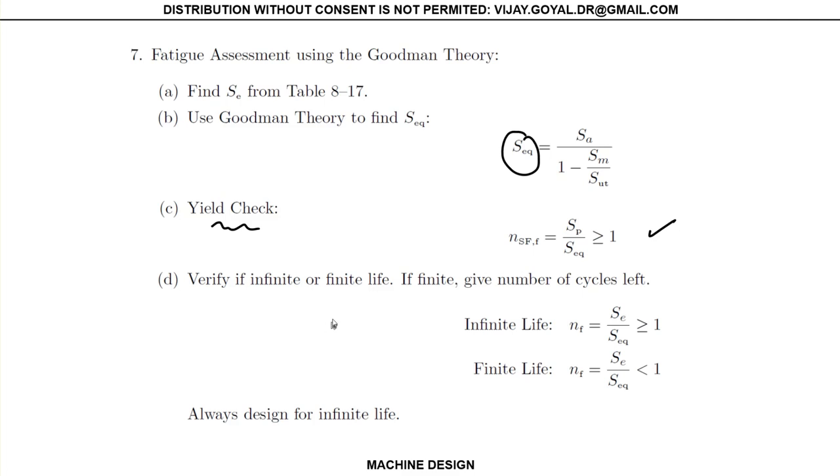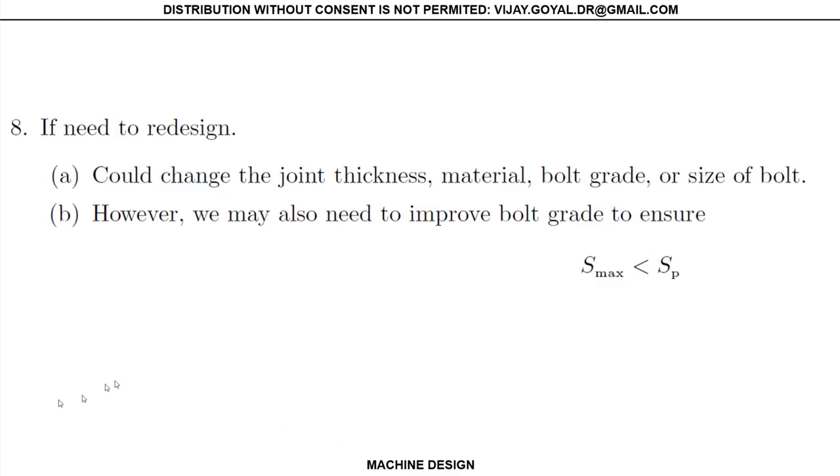And then for infinite life, you use the same method that we discussed in the previous chapter, in the previous lectures as well. Now, you always want to design for infinite life. If that was not able to be achieved, you could do a couple of things. You could change the joint thickness. You could change the material, the bolt grade, the size of the bolt. I always recommend avoiding making the size of the bolt bigger if you have the other options.